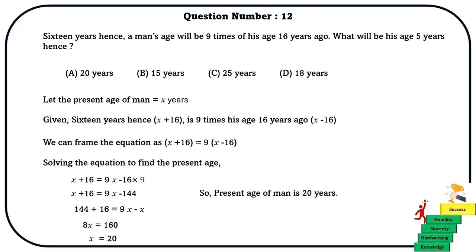So the present age of the man is 20 years. They have asked what will be his age 5 years hence. So after 5 years, the man will be 25 years.